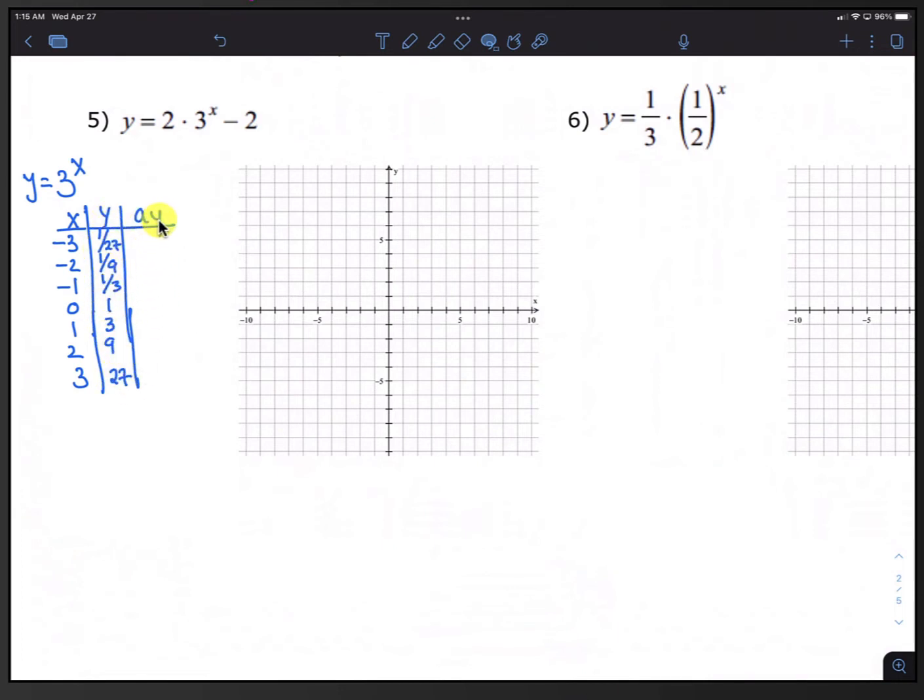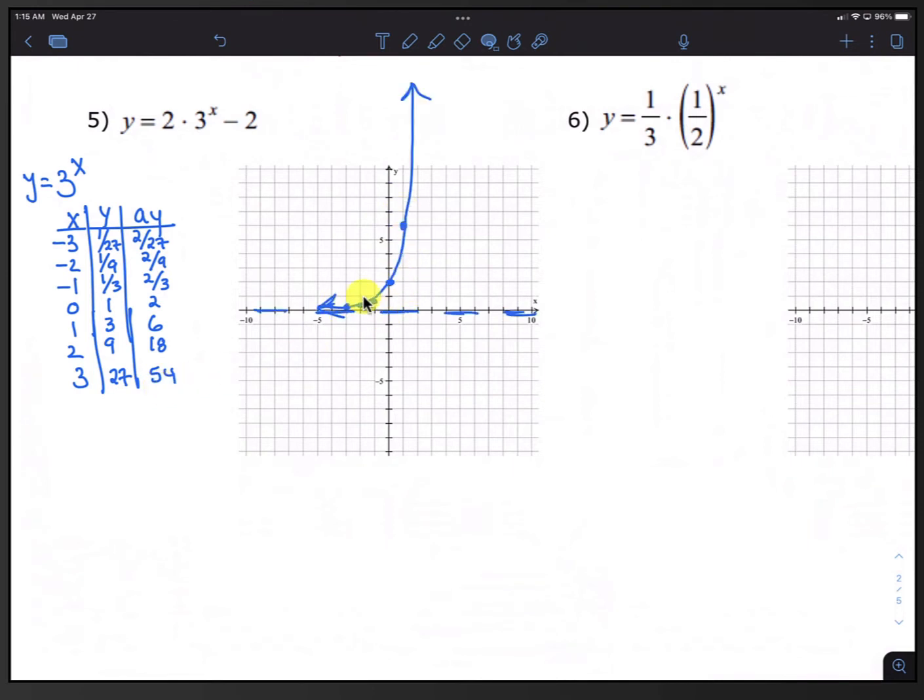And then for the AY column, we do have a coefficient of 2. So all of the y values are going to be multiplied by 2. So 1 over 27 becomes 2 27ths. 1/9 is going to become 2/9, etc. And the 9 is going to become 18. So here are all of the a times y values. All right, let's go to the grid, and we're going to plot the x and the AY points together.